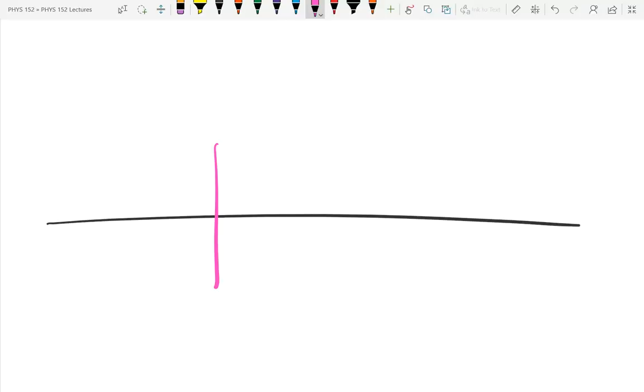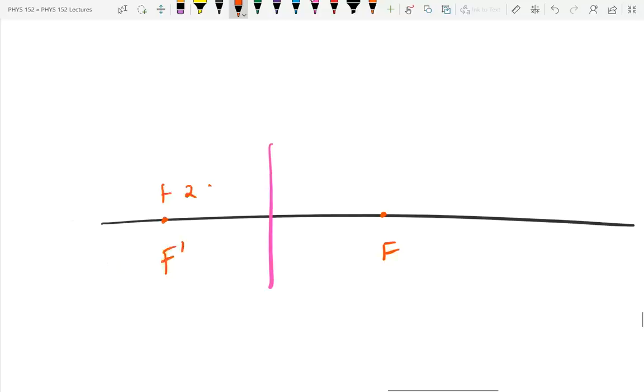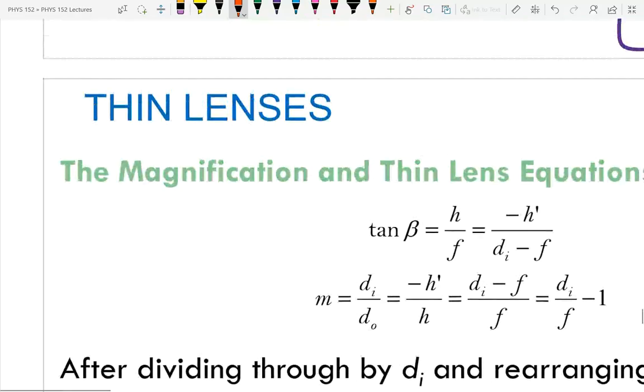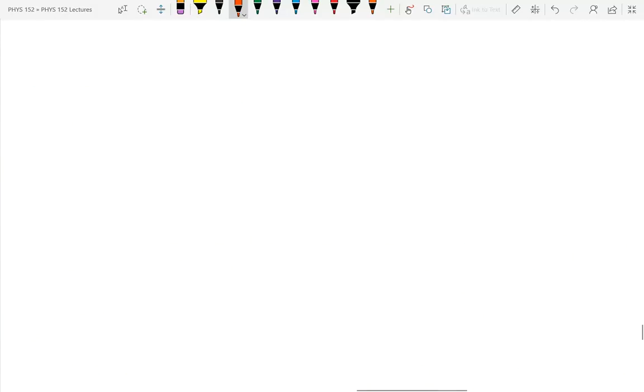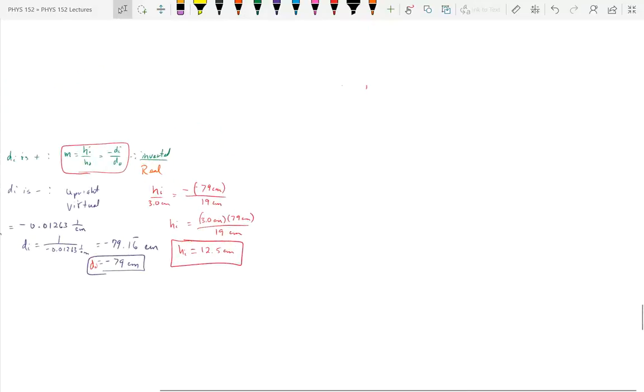You may ask, is that converging or diverging? It's just a line because I'm doing a thin lens. It's converging because we have a positive focal length. I need to put my two focal points. Each one is what was it, 29? 25. Yeah, 25. I can't find where I'm drawing.